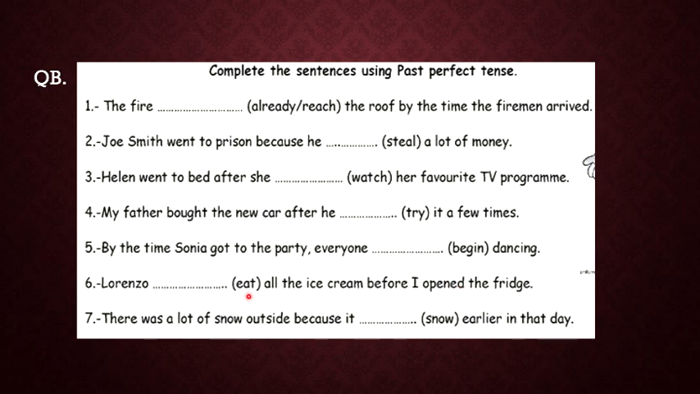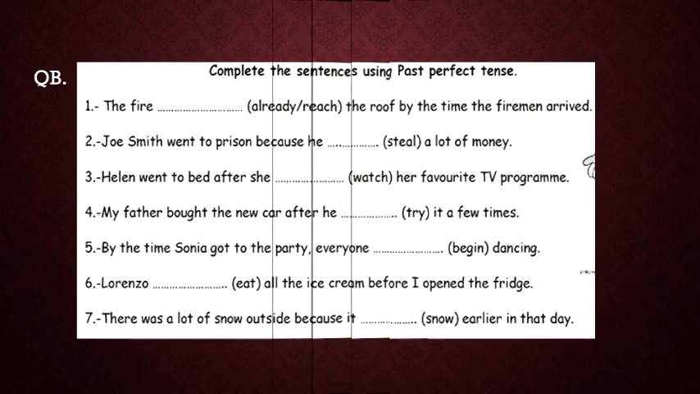There was a lot of snow outside because it snowed earlier in that day. So that means the action of snowing happened first and then there was a lot of snow. Please, we have discussed all the sentences. This is simple. You have to just use your had helping verb and third form of the verbs. But take care, understand why the first part is coming, why something is in past, why something is in past perfect. Now let us see the previous slide again and see the answers.